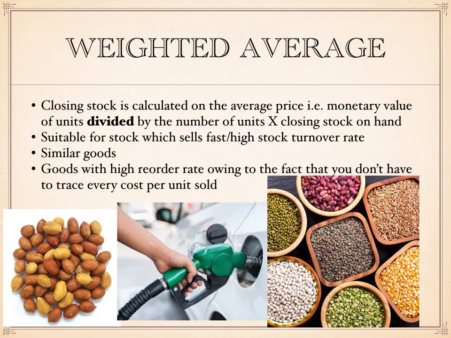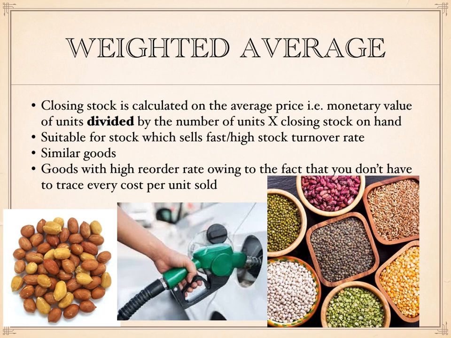Weighted average says before we determine the value of closing stock, we first need to determine the average price of each unit. This is how we determine the average price of each unit. As your numerator, that is numbers on top, you will have the monetary or financial value of opening stock plus purchased units plus carriage or transportation costs, if any. You minus those units that you return to suppliers and then subtract donated goods.